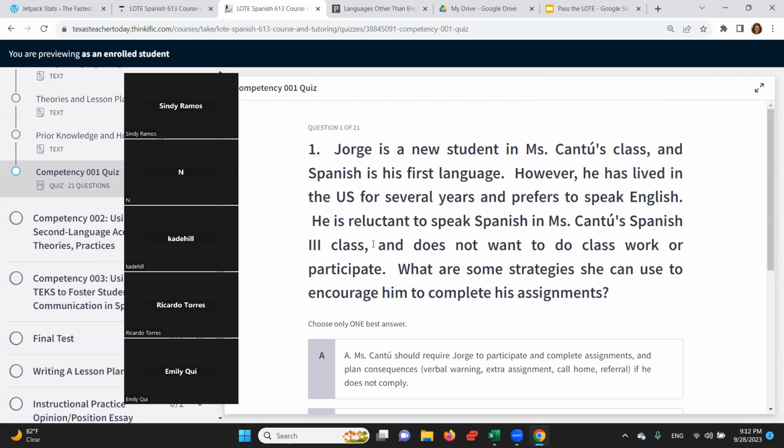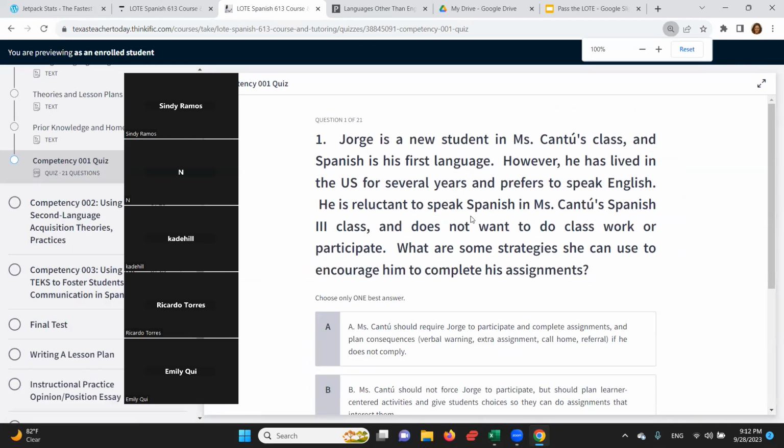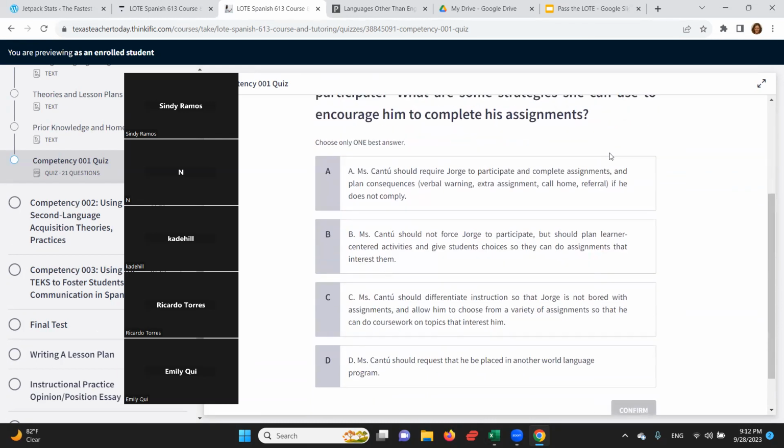Okay, so I'll have to scroll down because this is a lot bigger text than the other one. Okay, so we have Jorge is a new student in Ms. Cantu's class, and Spanish is his first language. However, he has lived in the US for several years and prefers to speak English. He is reluctant to speak Spanish in Ms. Cantu's Spanish 3 class and does not want to do classwork or participate. What are some strategies she can use to encourage him to complete his assignments? Okay, so let's look at these and see what you.